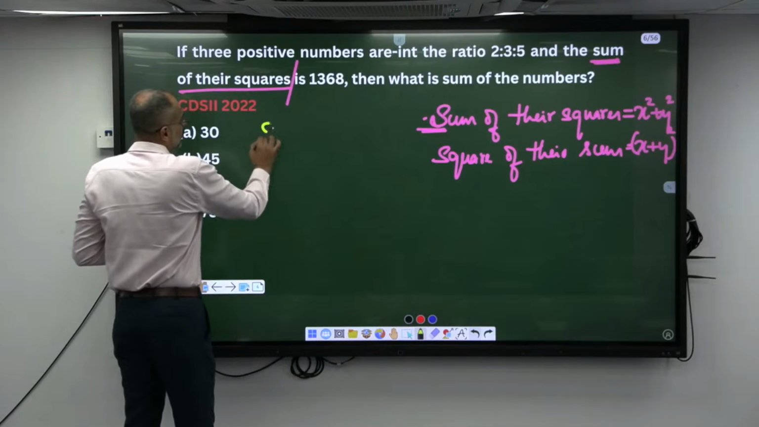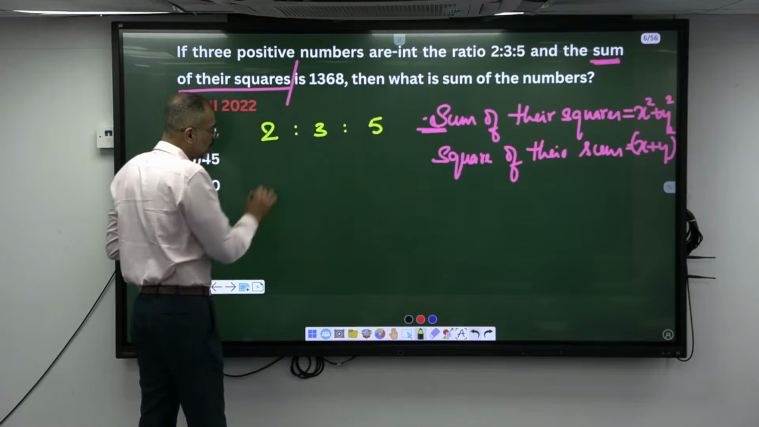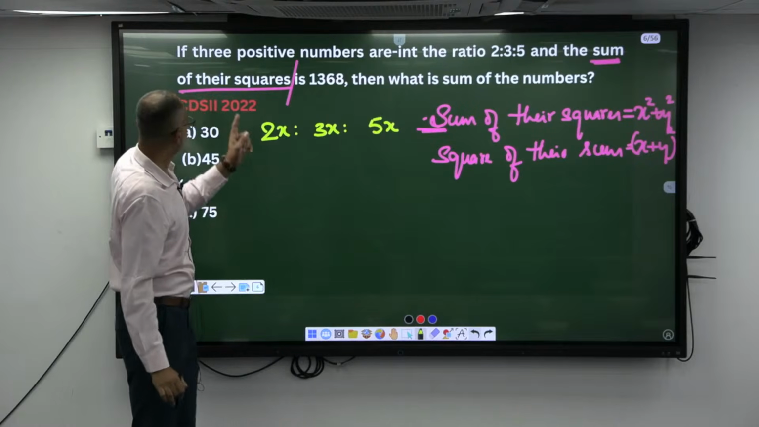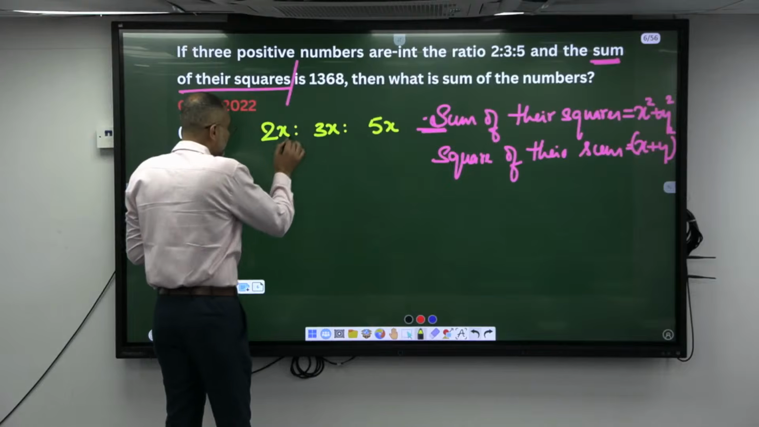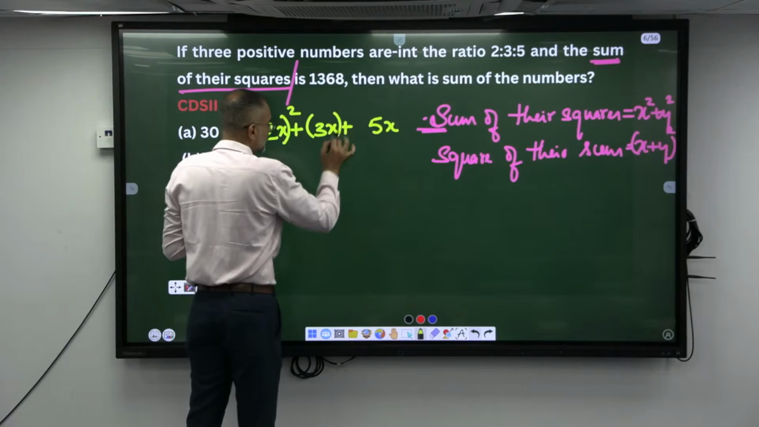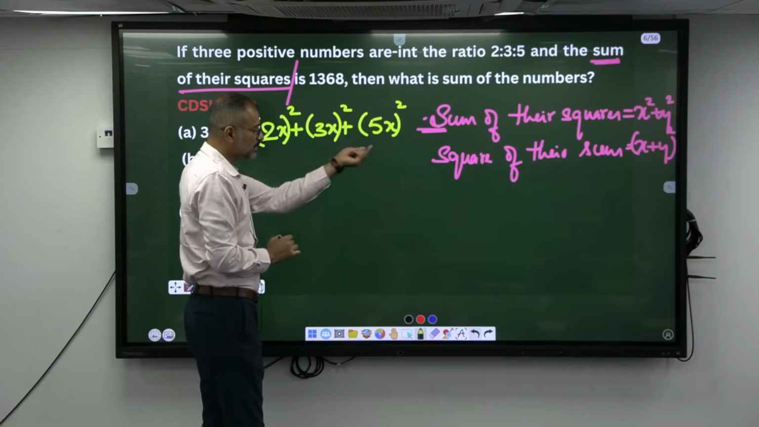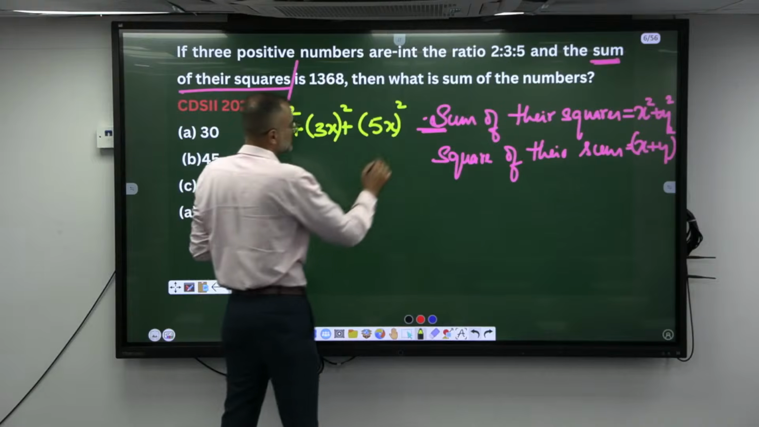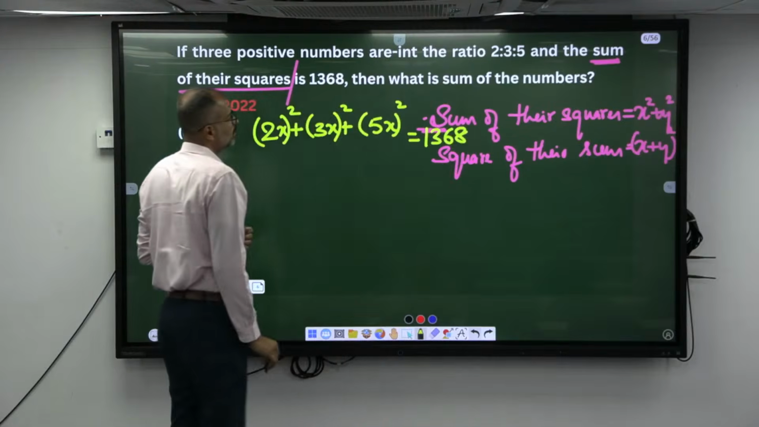So three numbers are in the ratio 2:3:5. So I can call them as 2x, 3x and 5x. What he says is the sum of their squares, not the squares of their sum, which is equal to how much given? 1368.